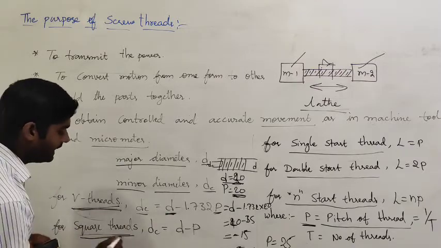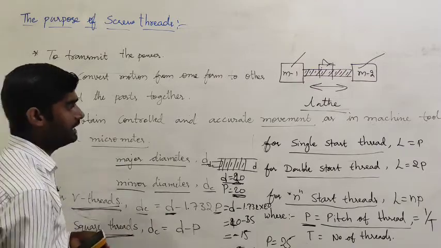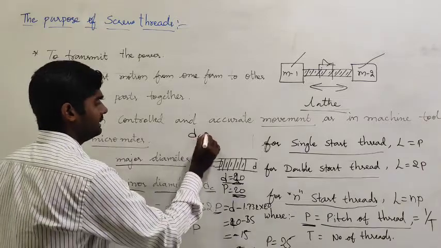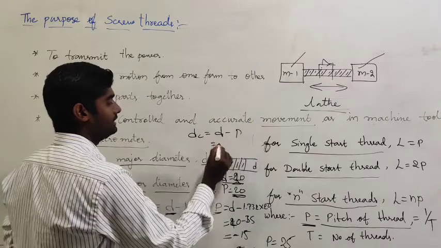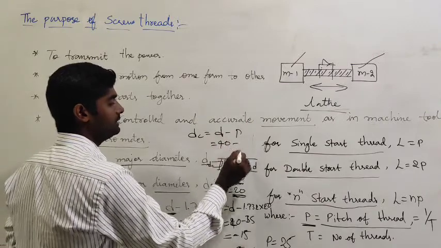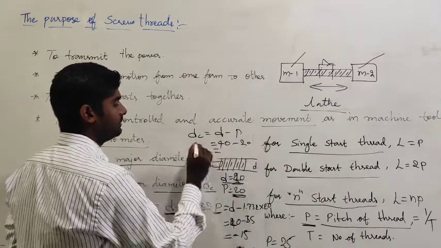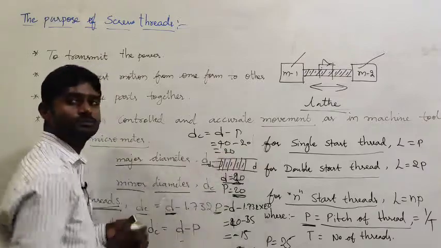Now the square thread. For a square thread, DC is equal to D minus P. Let's say D is equal to 40 and P is equal to 20. Then DC is equal to 20.